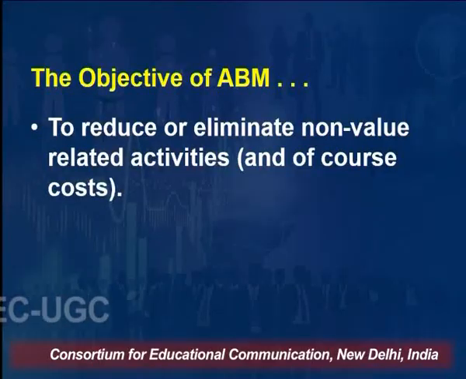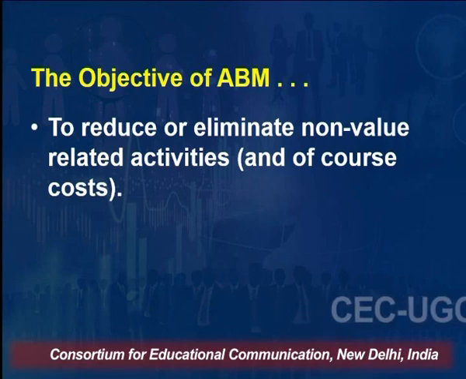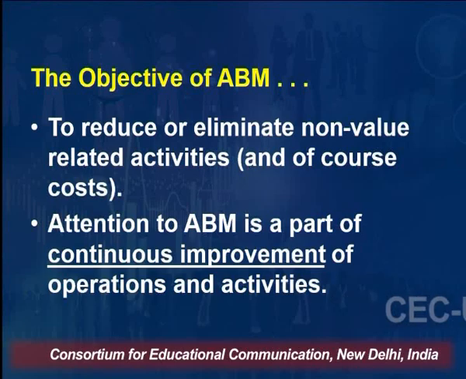So what is the objective of ABM? The objective is to reduce or eliminate non value related activities, and of course when I eliminate those activities, the cost is also eliminated, because every activity has some cost. If some activity is there, I have to pay some cost on account of that, and if that activity gets eliminated, obviously that cost shall also be eliminated. So ABM is a part of continuous improvement of operations and activities, where we are continuously on a mission to identify non value adding activities to be eliminated. We try to eliminate them so that our cost can be minimum.